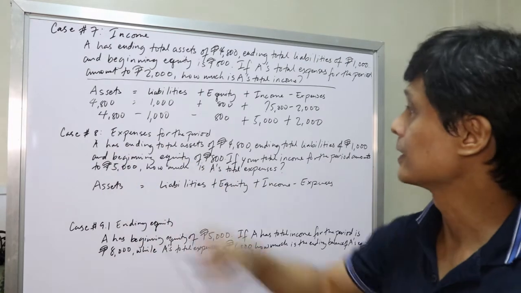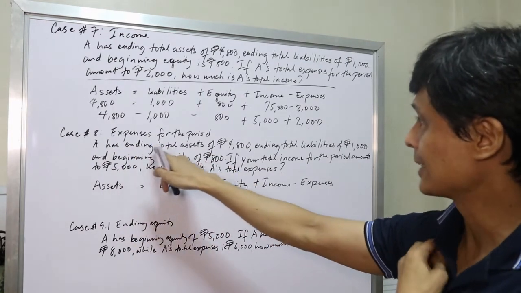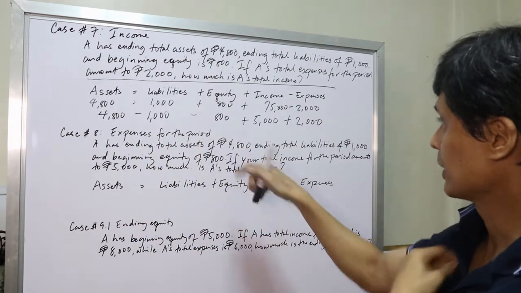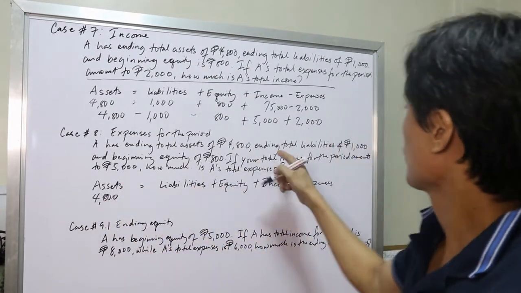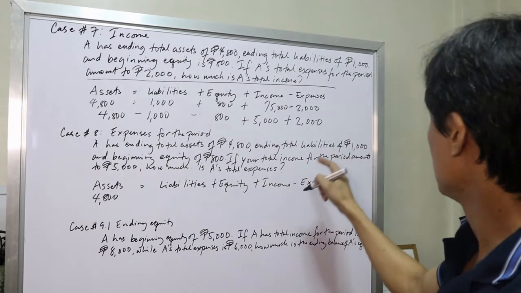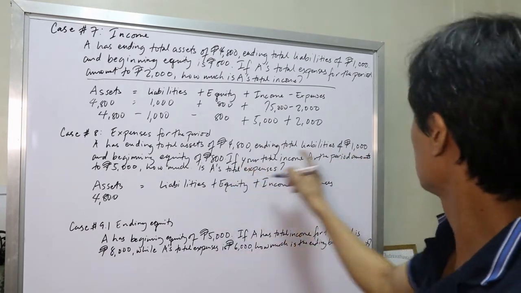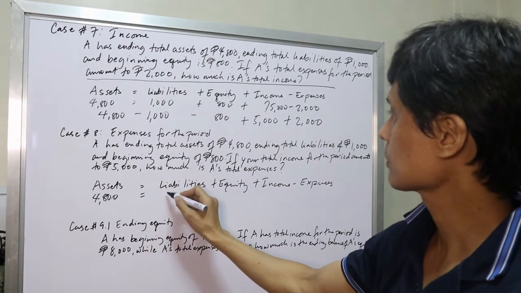So case number 8, expense for the period. A has ending total assets of 4,800. Lagay natin dito, 4,800. Ending total liabilities of 1,000.